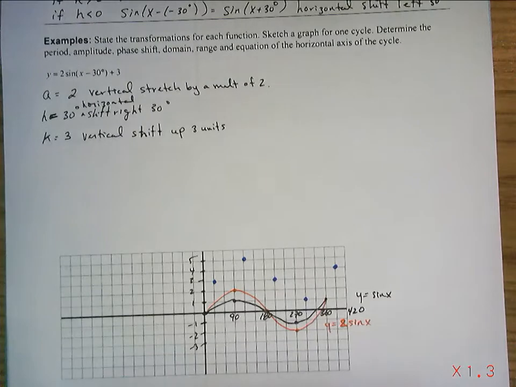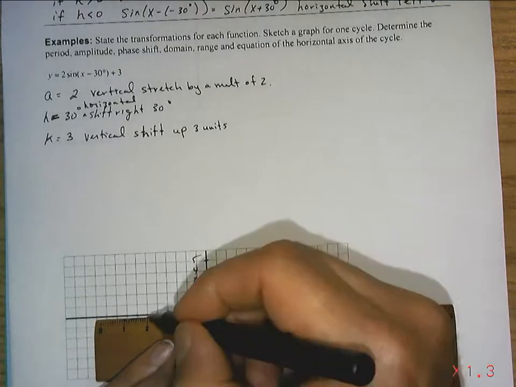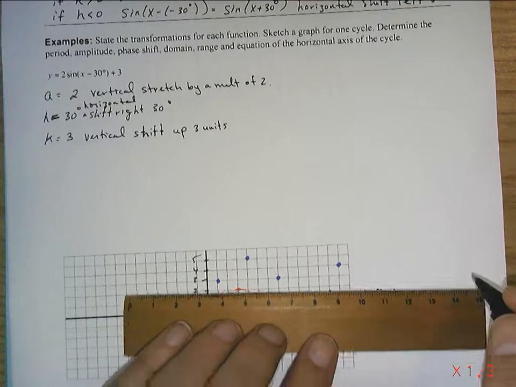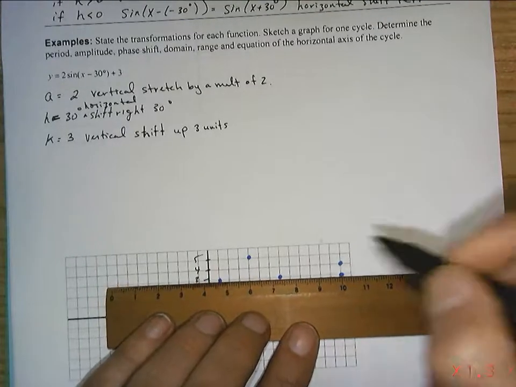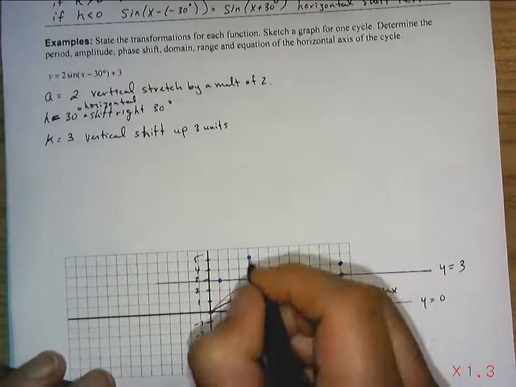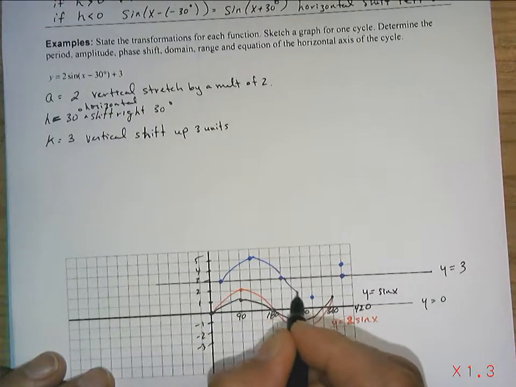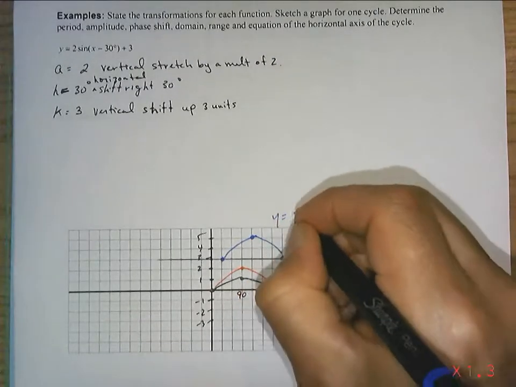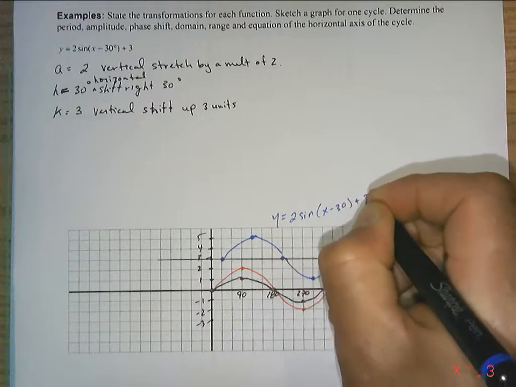I would then take the horizontal axis, which is at y equals 0, and that got moved up 3. Oops, that guy got too high. I didn't move up 3, I must have moved up 4. My horizontal axis would then be right here, which is y equals 3, and my final curve would look like this. And that would be y equals 2 sine(x minus 30) plus 3.